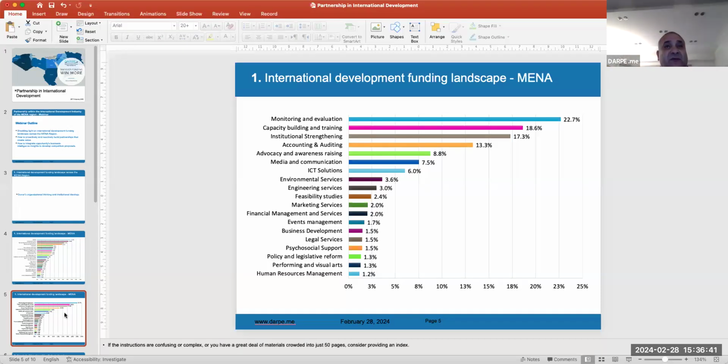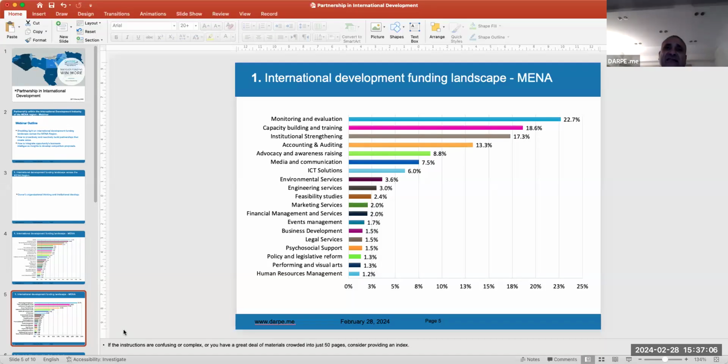It's 22.7%, and it should be a strength and a focus for your organizations, either to apply for it so you can do it, or to have it within the system so you can also apply it when you are applying your projects, designing and implementing projects, and so on.